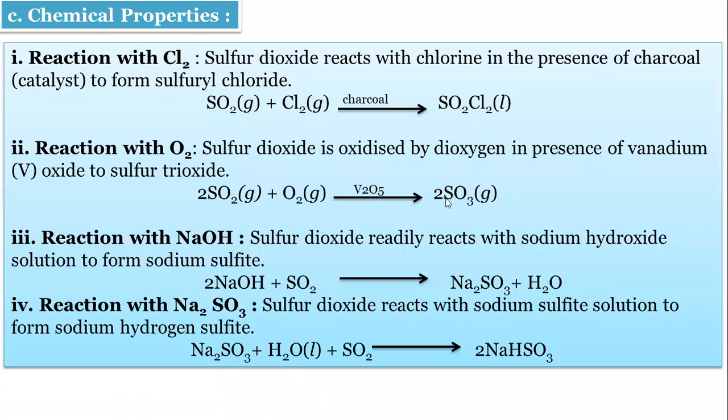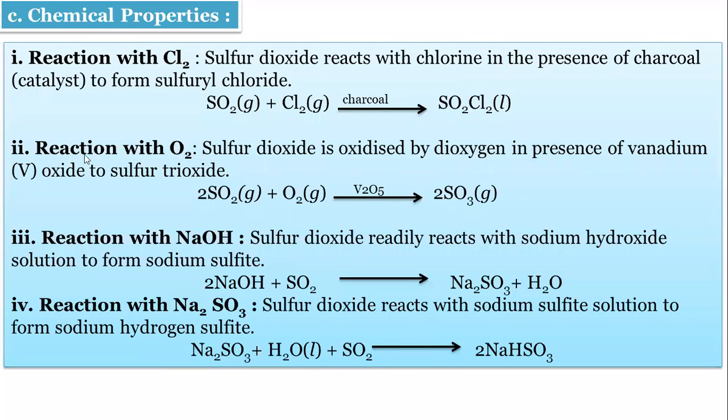All these reactions are inorganic chemistry reactions. Practice is the easy method to remember the reactions. Otherwise, there is no method to remember these reactions. We have to make a practice of these reactions. How does sulfur dioxide react with chlorine? We write sulfur dioxide gas plus Cl2, in presence of charcoal as a catalyst. SO2Cl2 is the product. This is sulfuryl chloride, remember. SO2Cl2, the name is sulfuryl chloride.